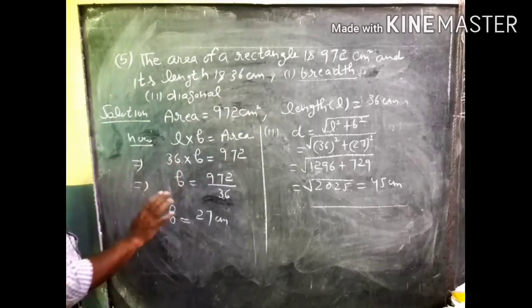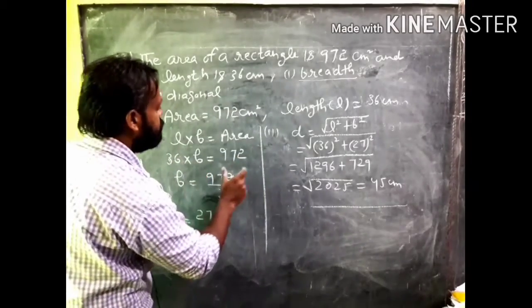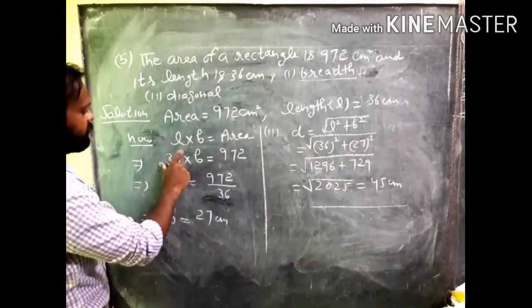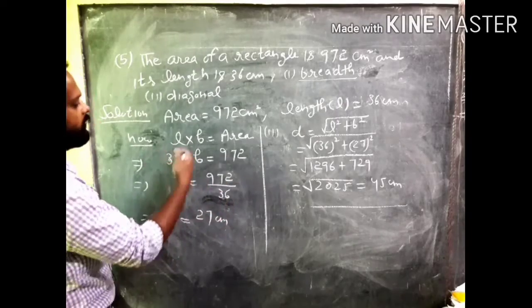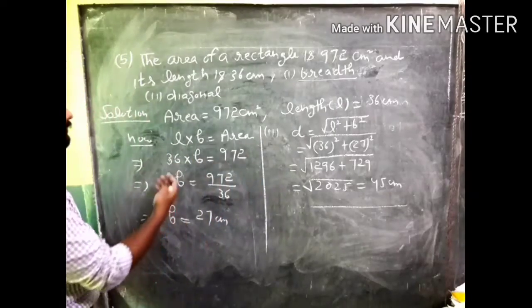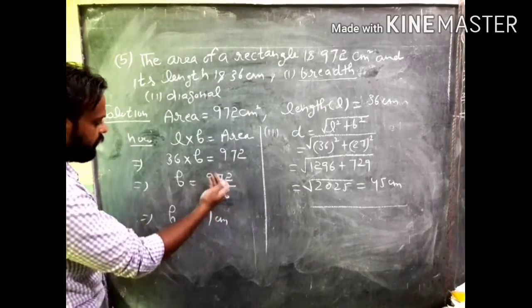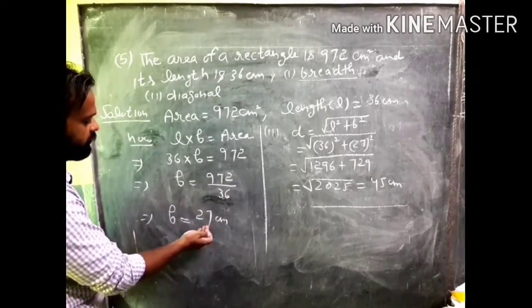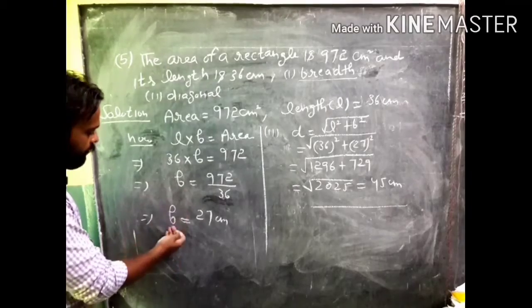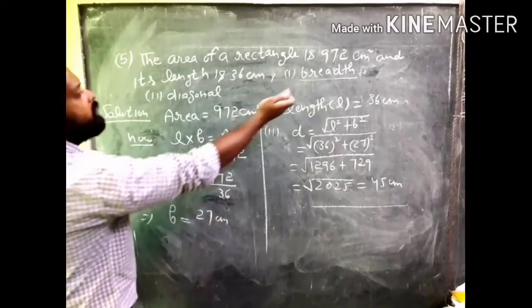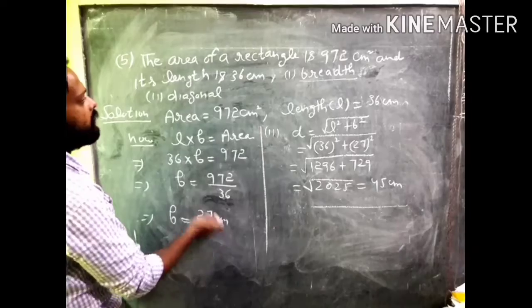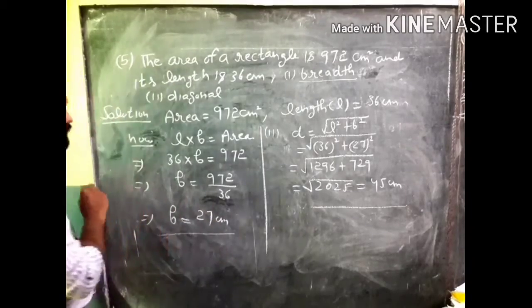So write down b as it is, and area is equal to 972. Taking the 36 into the denominator on the other side, it becomes 972 by 36. After cancellation and a little calculation, you get 27. So the value of b, the breadth, is 27 centimeters. This is our first answer.